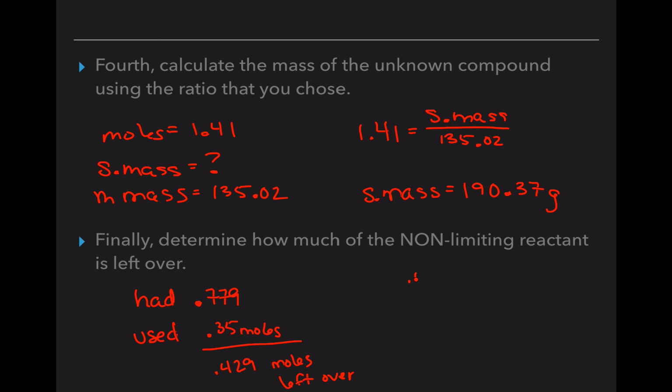And 0.429 moles, sample mass over 256.48, and the sample mass of sulfur that is left is 110 grams. So we started with 200 grams of sulfur. This tells us we used 90 to create this chemical compound, to create this chemical reaction, and we would have 110 grams of sulfur left over that are completely unused.